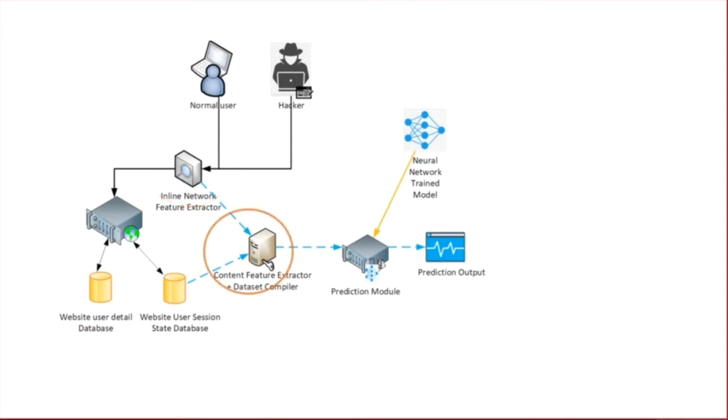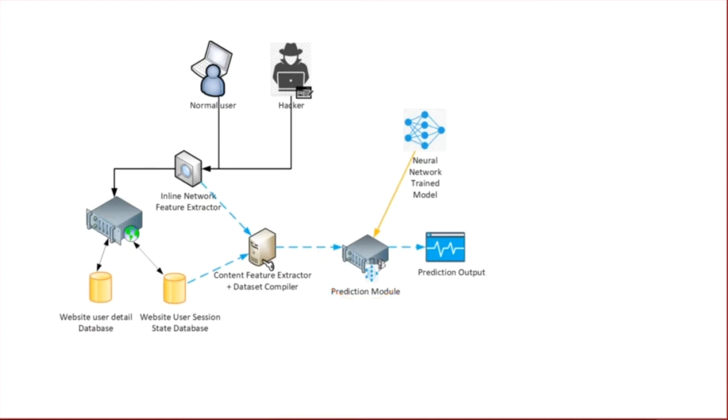The next is the content feature extractor and dataset compiler, which extracts relevant features from the website's database and compiles it with the network traffic into a single dataset. The next is the neural network trained model, which is a trained model consisting of the environment's baseline and using Professor Nguyen's framework. Lastly is the prediction module, which is responsible for taking the features compiled from the web server and passing it through the trained neural network and outputting the prediction if the session is an attack or not.